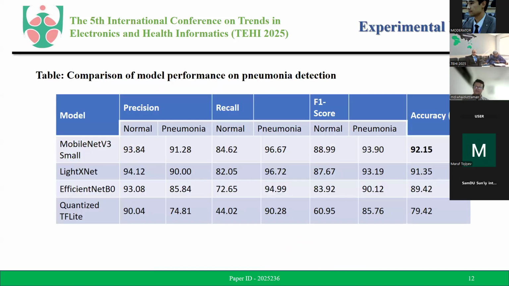Here are the results of our proposed model. From MobileNet V3 Small, we get 92.15% accuracy, and our proposed model LightXNet achieved 91.35% accuracy. EfficientNet B0 got 89.42%, and when we used quantization on EfficientNet B0, we got 79.42% accuracy.